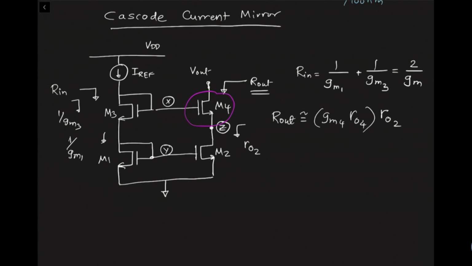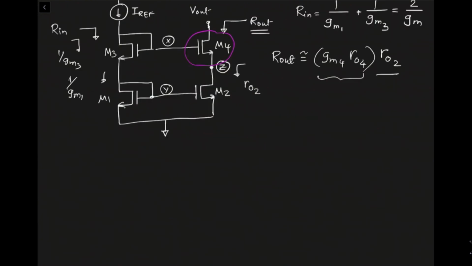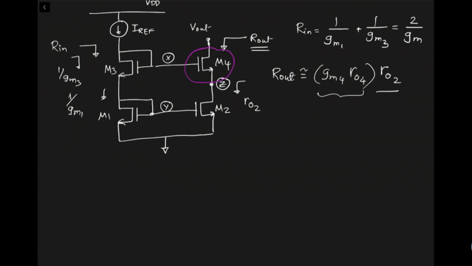So we can see that the output resistance has increased by this factor gm4 RO4, which could be 20, 50, something like that. So we have really increased the output resistance of this current source, which is what we want. We want Rout to be as high as possible. This particular current source, the cascode current mirror, has the benefit of a higher output resistance.